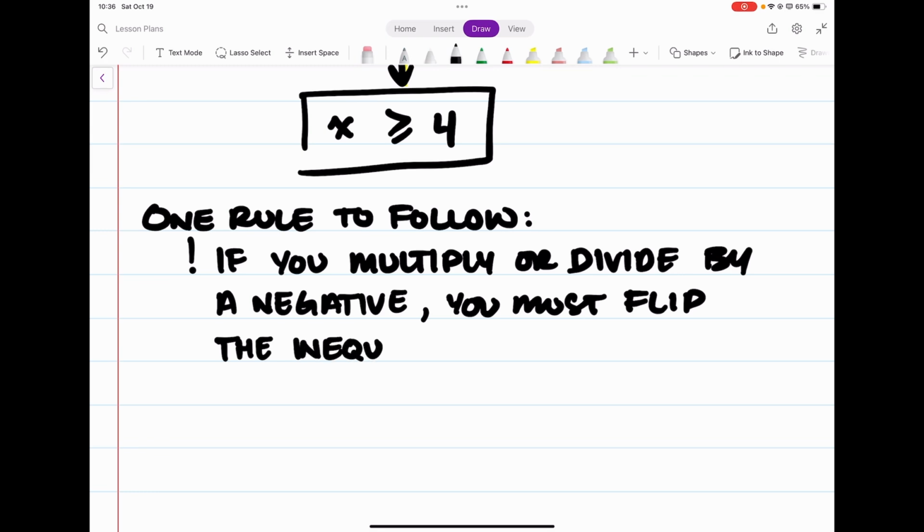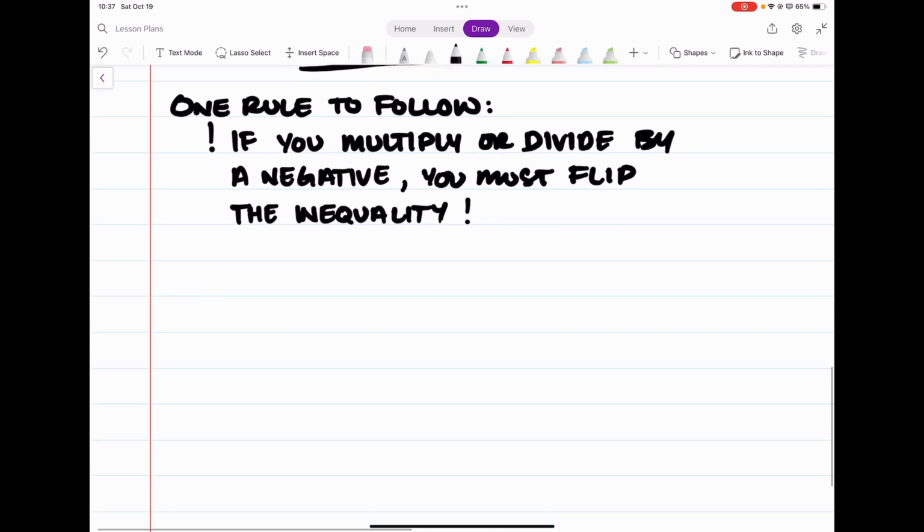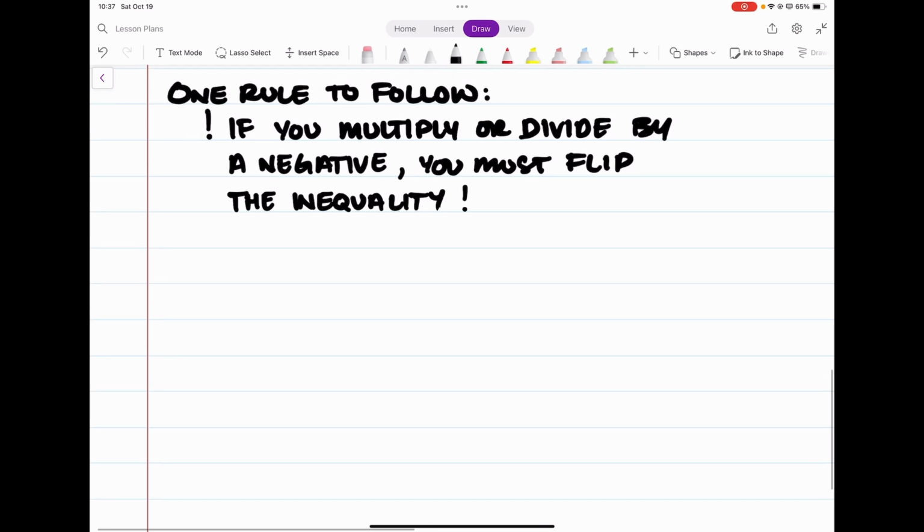Now this is true as well with equality, or equal signs, in equations. But the reason why we don't make a big deal of it is because if you flip an equal sign, it's still an equal sign, right? So we don't actually see that. So let's take a look at the example here.